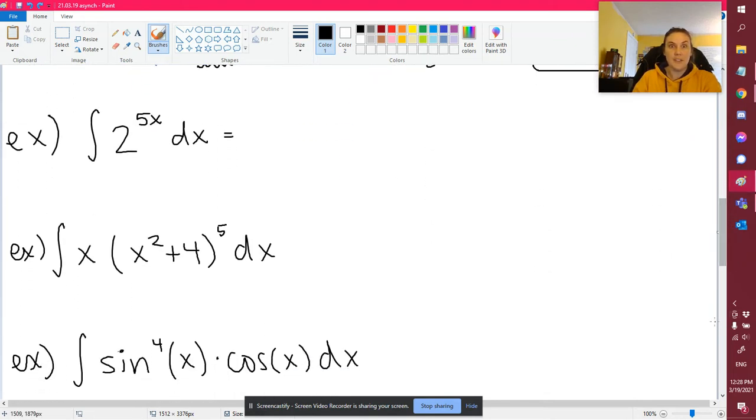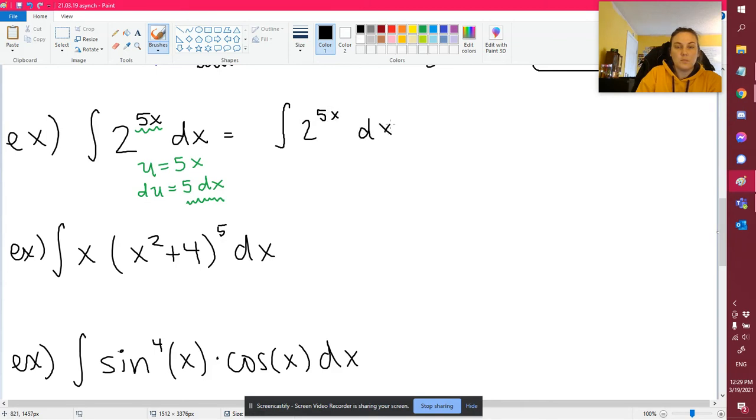Let's do it again. Here, our u is 5x. When we take that derivative, we get 5 dx. We want to find a 5 dx in our equation, but right now we only have dx. So I'll rewrite this saying, I wish there was a 5 here. I can put in a 5 as long as I counterbalance with a 1/5. I now rewrite in terms of u.